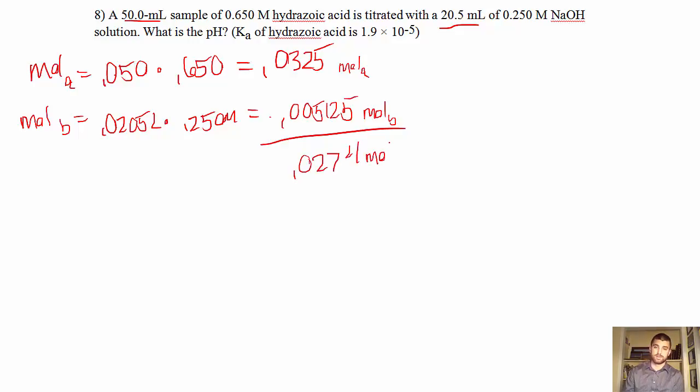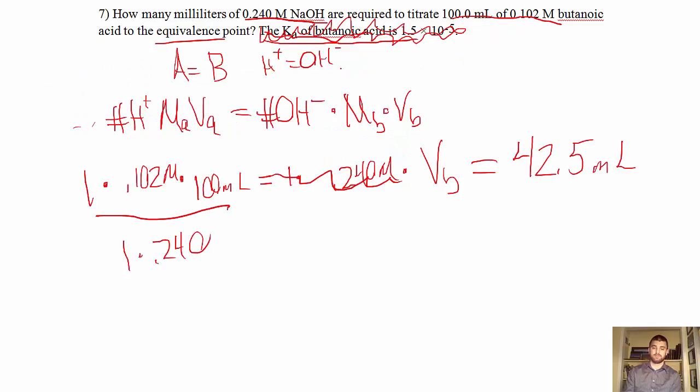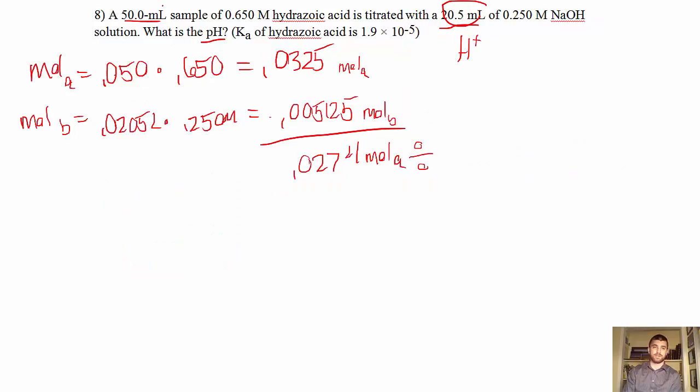0.0274 moles of acid. Now, if I want to get pH, I got to get H+. I found how much of the acid I got, and I know how much base I got. Let me convert these into molar. So if that's how much acid I got, I now divide it by the volume of the whole thing. I had 20.5 milliliters and I had 50 milliliters combined. So my new volume is 0.0705 liters. So my molarity of the acid is 0.388.